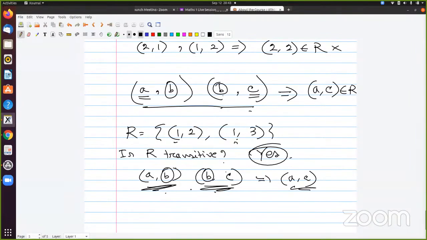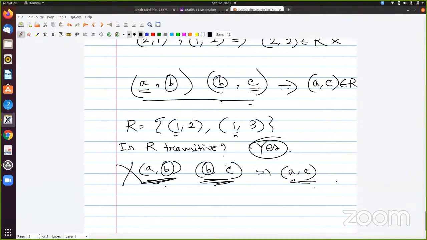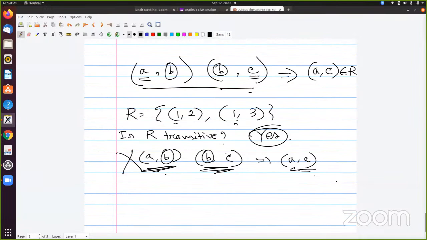Transitivity is saying whenever I have this type of pair, then this should happen. Now here, to begin with, I don't have this type of pair. So I don't know what A comma C is. Suppose there are 3 or 4 elements in that relation, but we don't get a pair like that. Then you can directly say it is transitive.